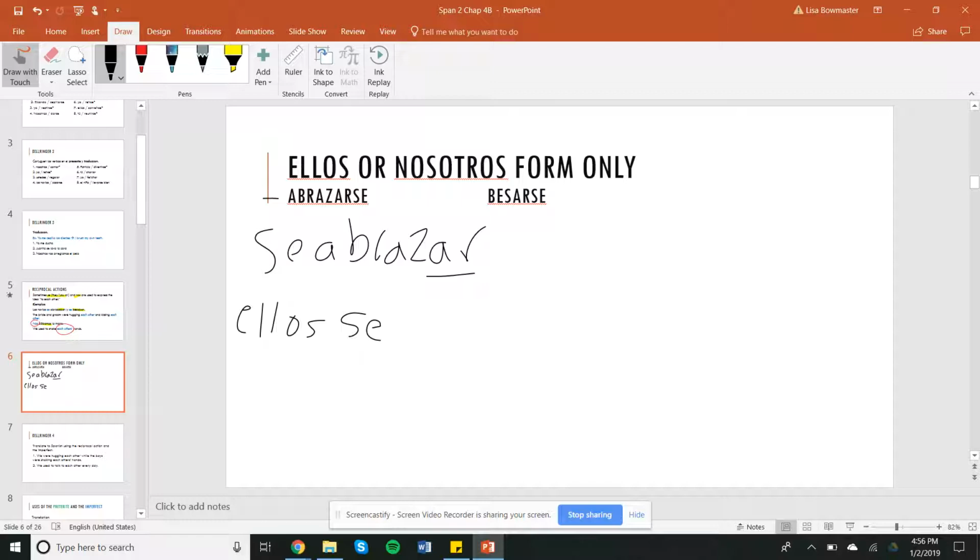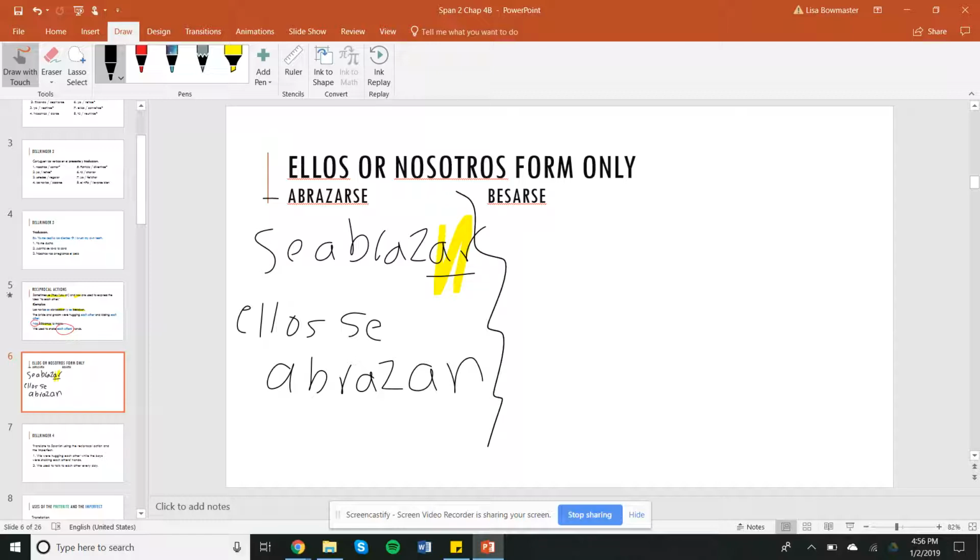So ellos se abraz, and let's just say I'm saying it in the present tense. Abrazan. They hug each other. Now I could have said ellos se abrazaron. I could have said ellos se abrazaban. Okay, any tense I want to use, that's fine. But we can't forget this AR here. That's the most forgotten thing. We try and do something goofy with this se.